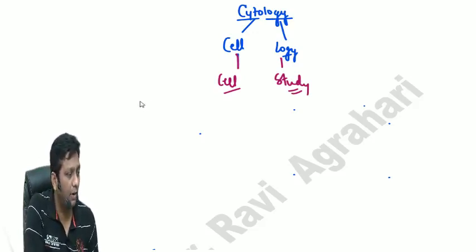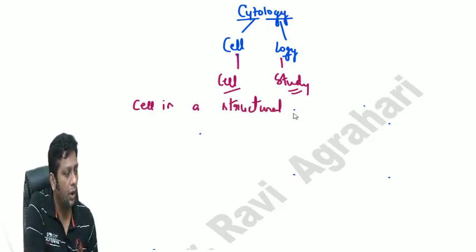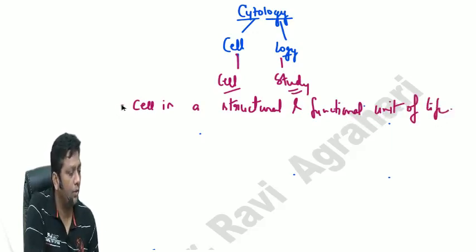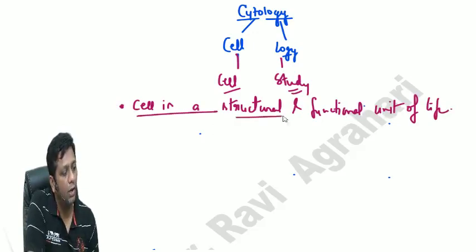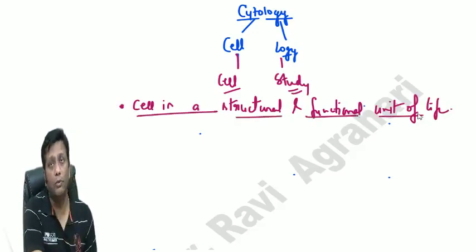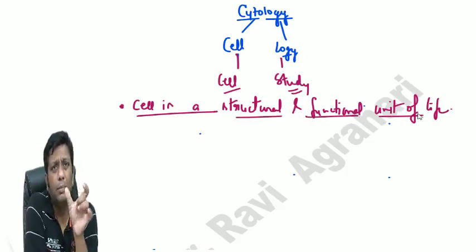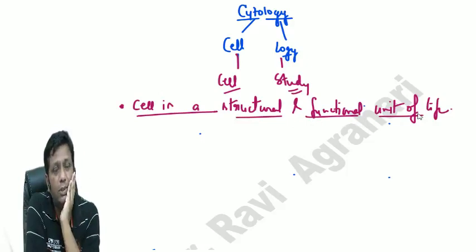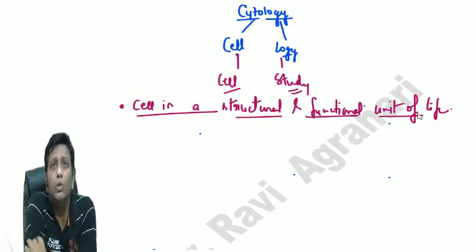The same statement I will write here. Cell is a structural and functional unit of life. This is the definition that we all read in school time. If you want to define the cell in very few words, you can say a cell is a unit of life. Now the question is how a cell becomes a unit of life. That concept I will discuss.